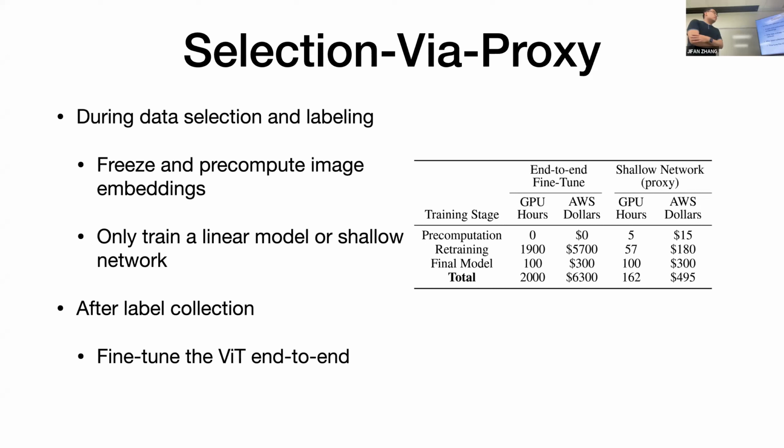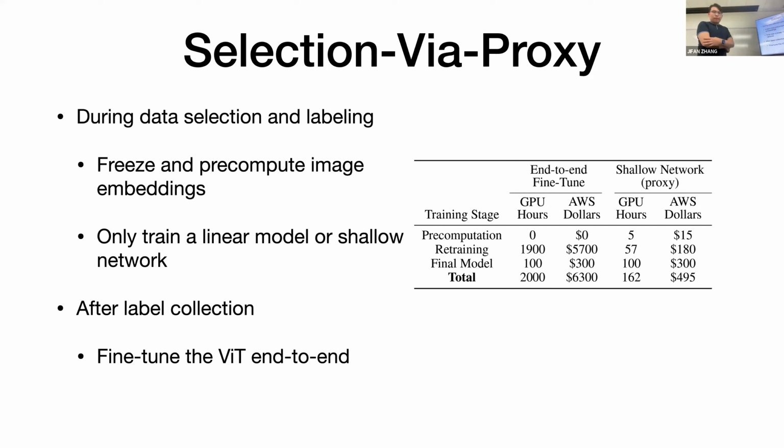And so if you translate that into GPU hours and AWS on-demand dollars, you roughly see that if you use a proxy model, you get more than 10x savings in computation cost over fine-tuning the model end to end every time. This is on ImageNet.